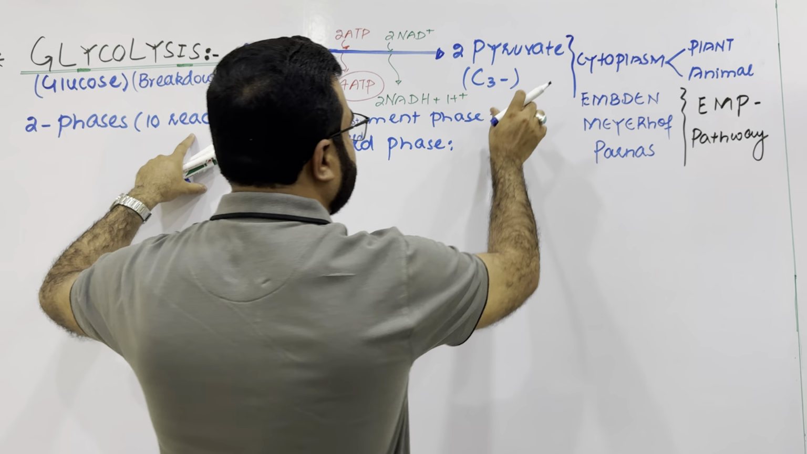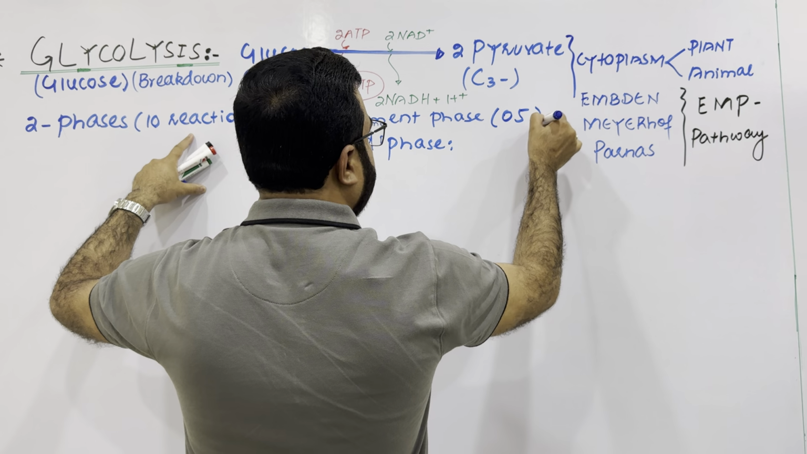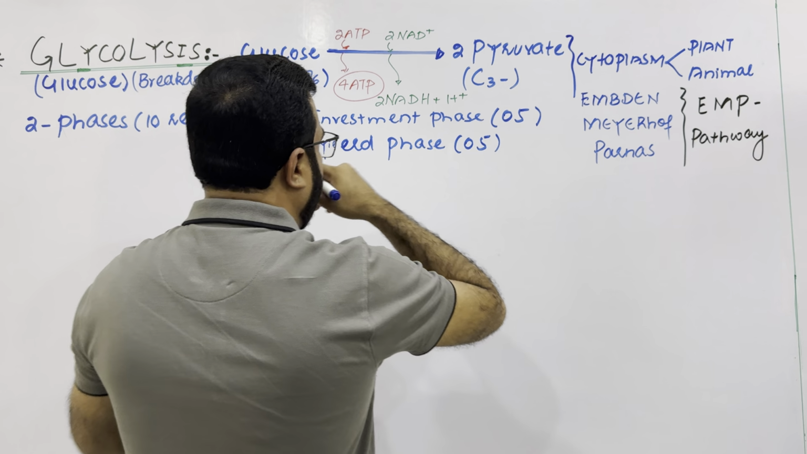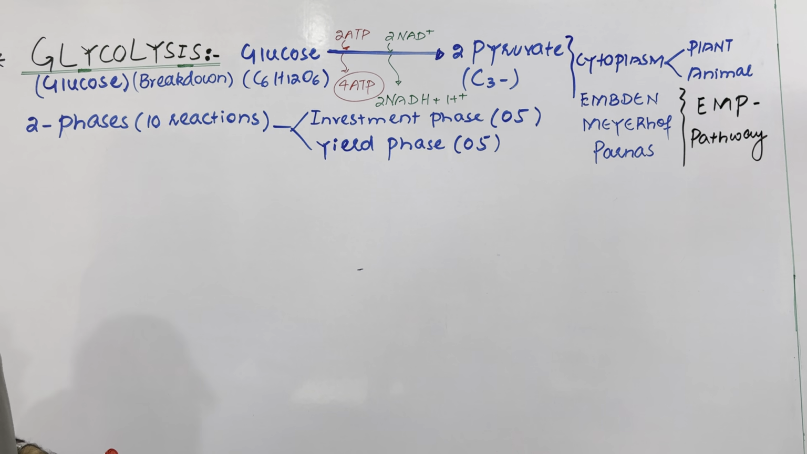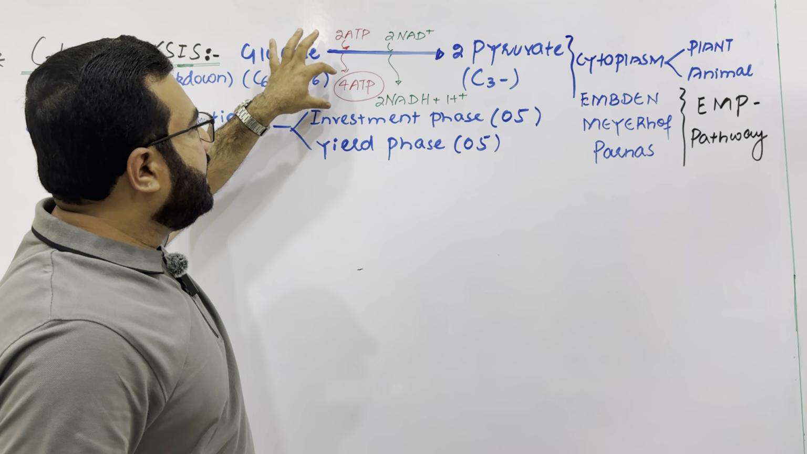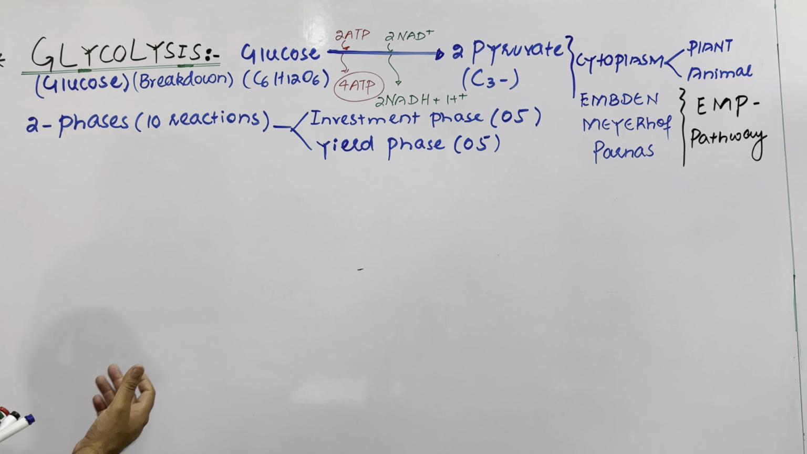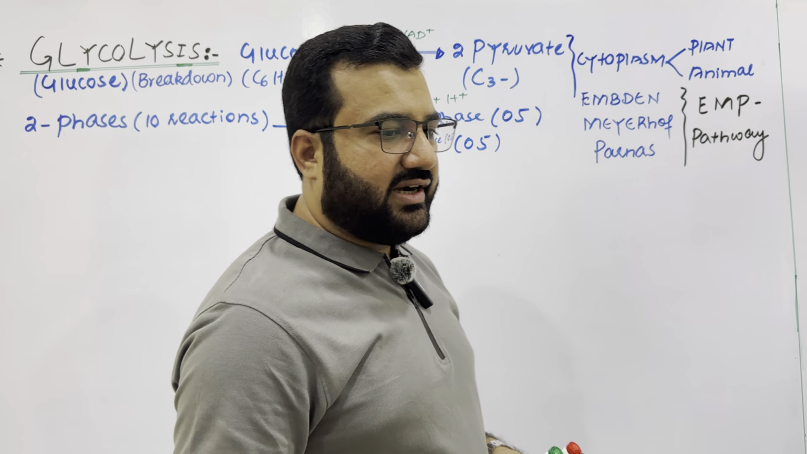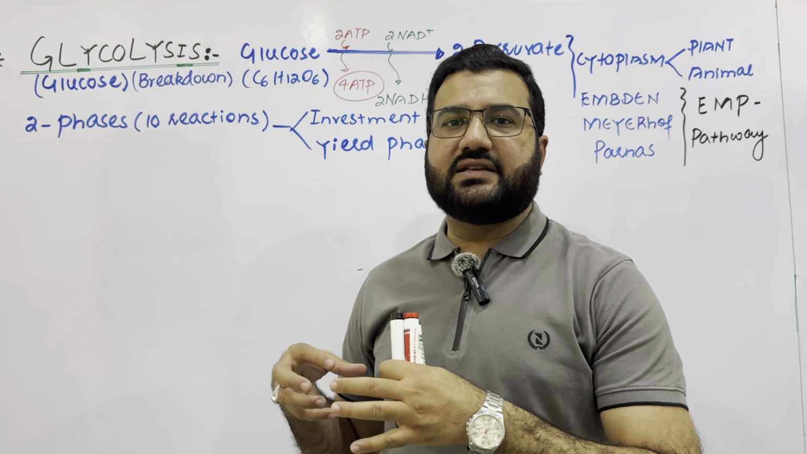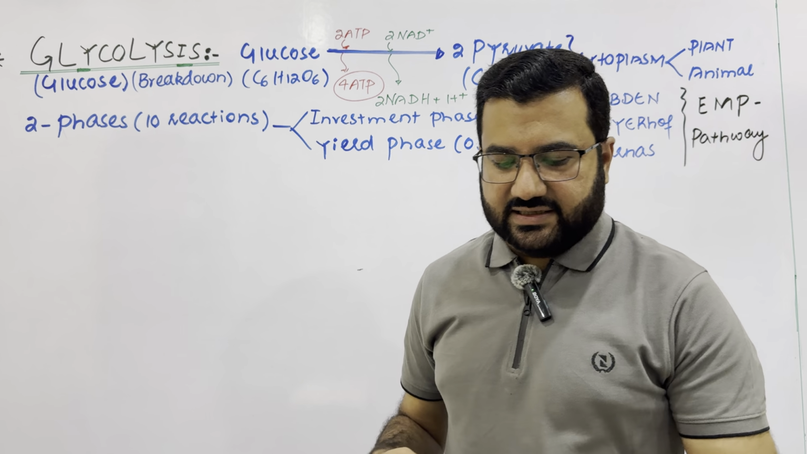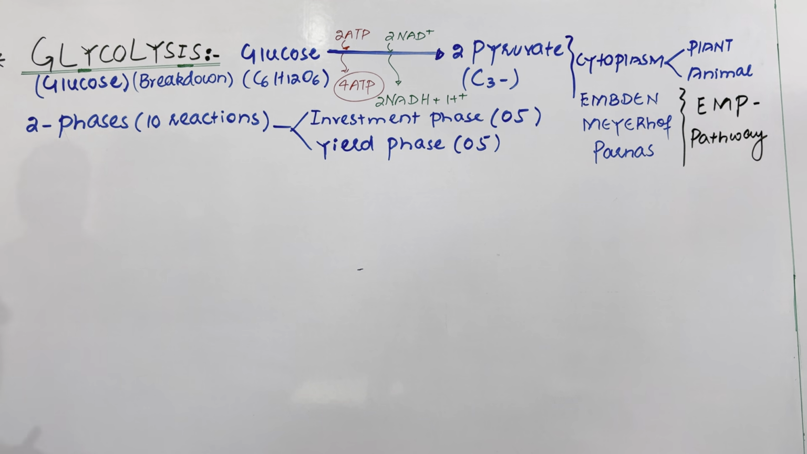And there are a total of 10 steps in this process. The 5 steps in the investment phase use 2 ATPs, and the 5 steps in the yield phase produce 4 ATPs. So overall you can say that there is a net gain of 2 ATP molecules. Now let us see how this process of glycolysis takes place. If you are a student of the medical sciences, it is very important for you to understand glycolysis very well, including the structure of all the molecules involved. So instead of just cramming the names of the different reactants and products of glycolysis, you must also memorize their structure.